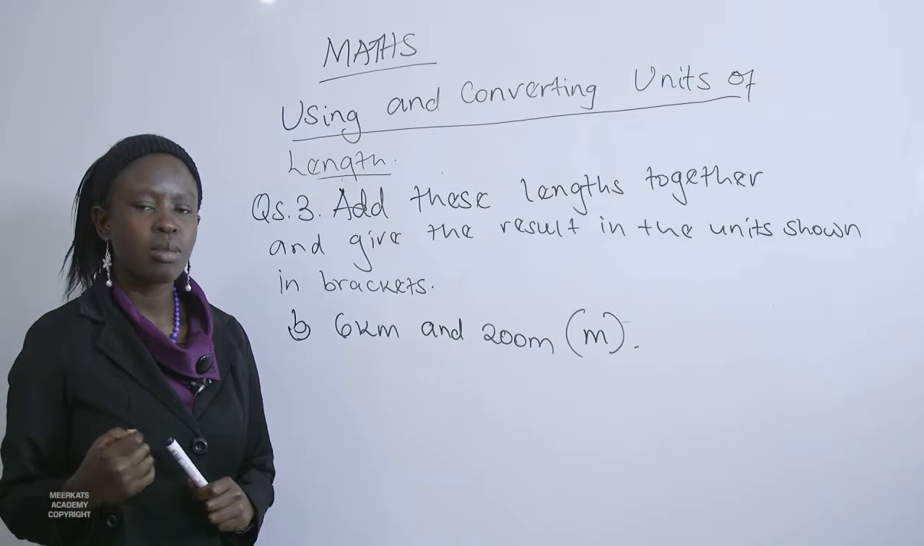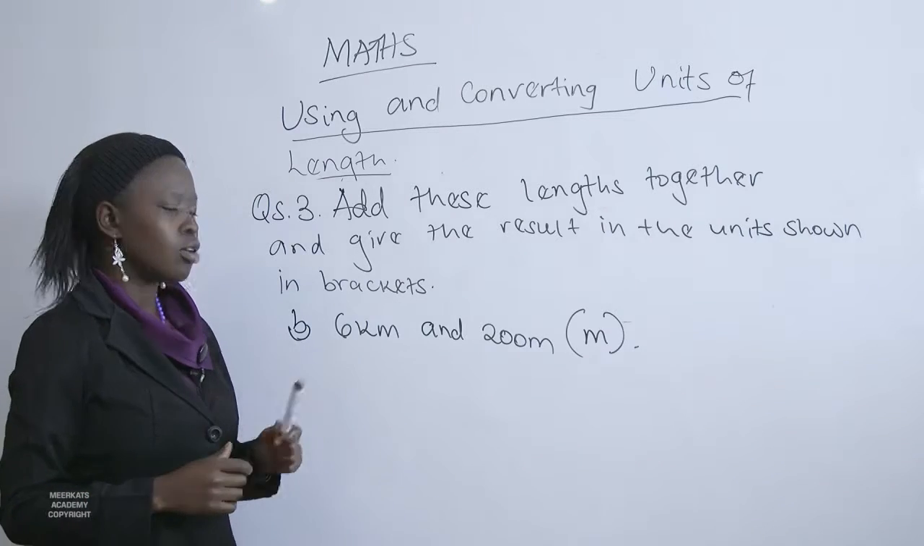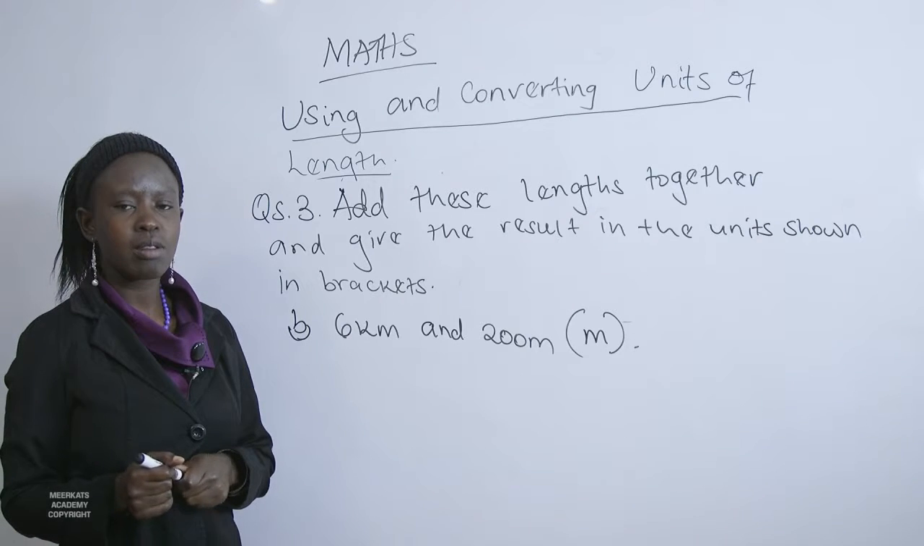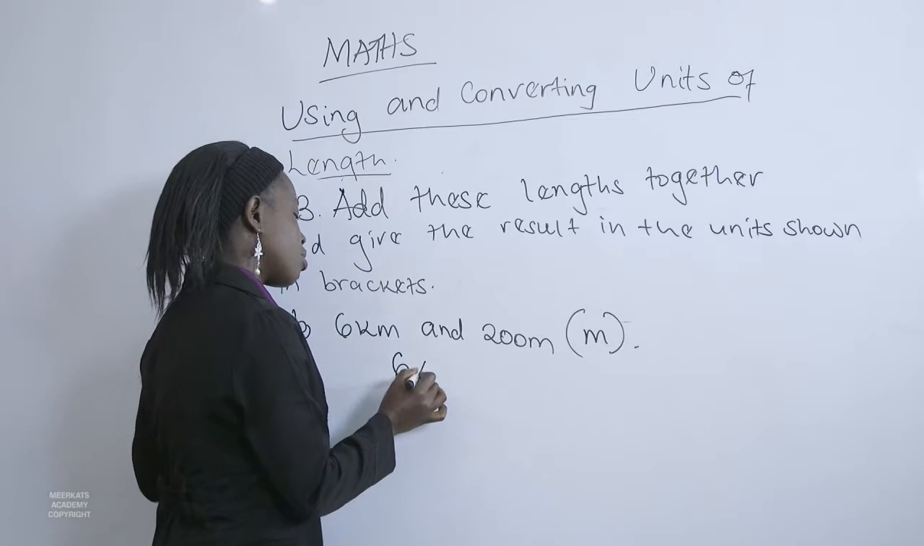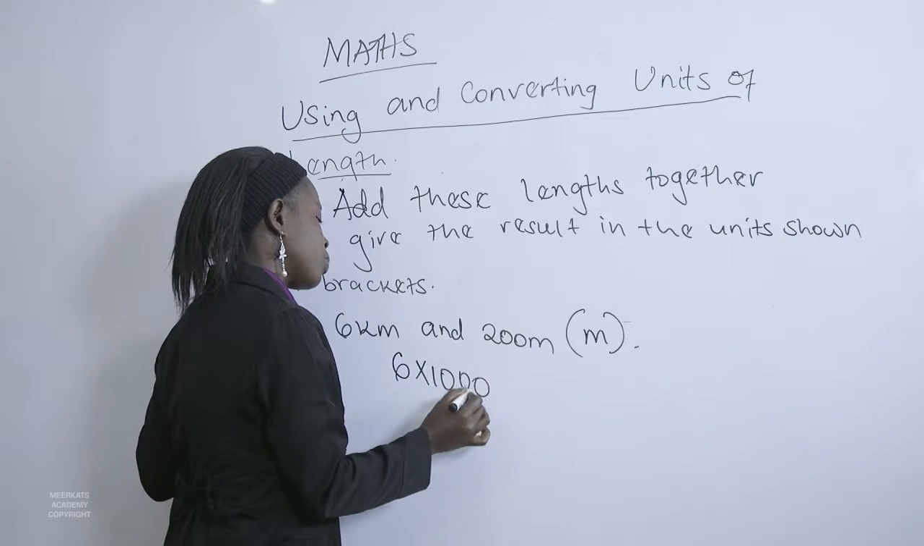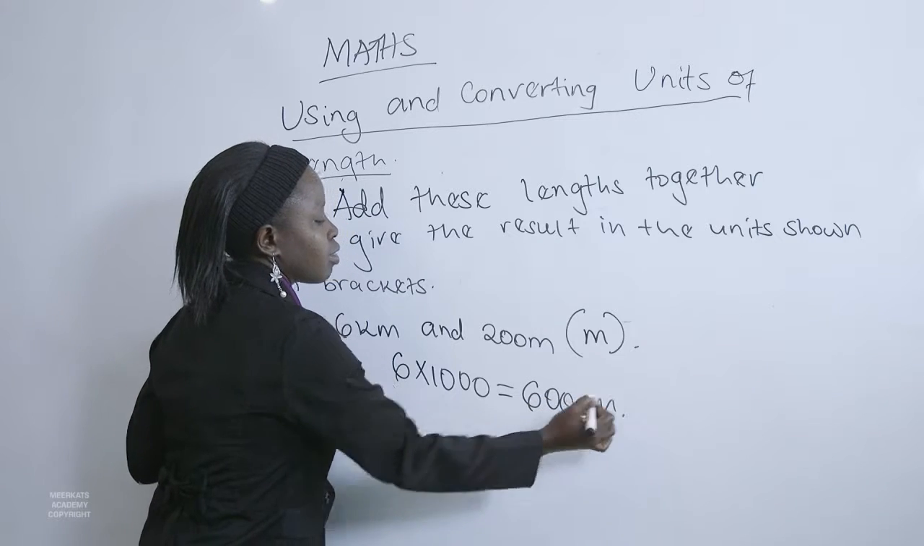When converting from a larger unit to a smaller unit, we multiply by the value. And we know that 1,000 meters is equal to 1 kilometer. So what does it mean? If I need to convert 6 kilometers to meters, then I'll multiply by 1,000. So that means I have 6 multiplied by 1,000 to give us 6,000 meters.